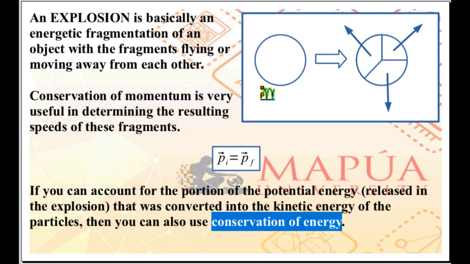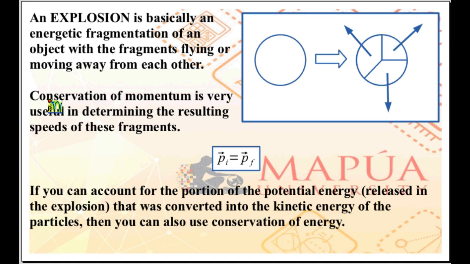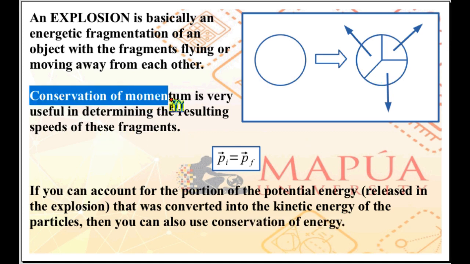When you see that the problem talks about an object exploding, it's a safe bet that you can use conservation of momentum to analyze the system unless otherwise stated by the problem. Some problems will specifically state that you use energy analysis to solve the problem. But for the most part, when you see there's an explosion, use conservation of momentum. Initial momentum is equal to final momentum.